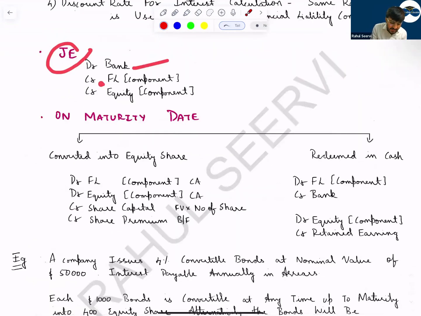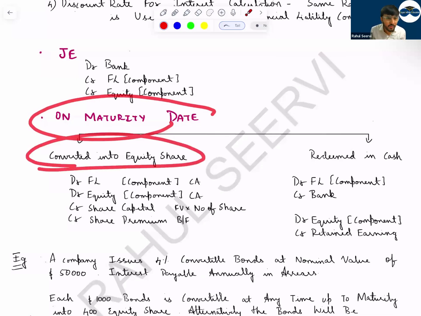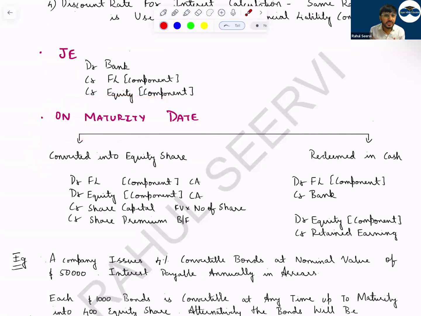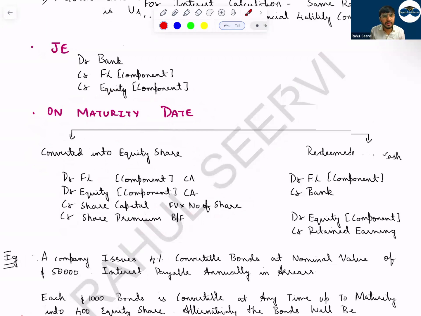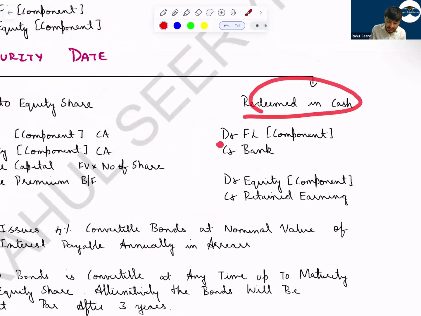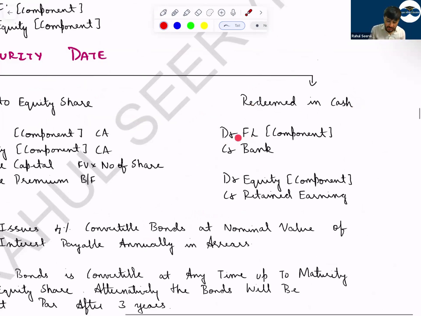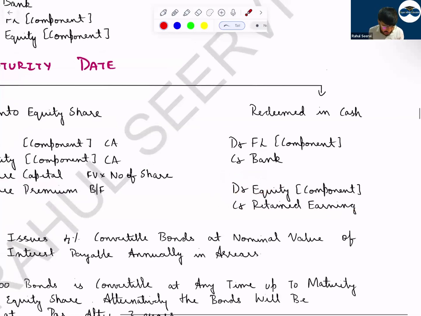Then the journal entry: debit bank, credit financial liability, credit equity. Then after 3 years or 5 years, on maturity, what will happen? Either the shareholders will say that we want equity shares, so we will remove the financial liability, remove equity, and record share capital, that is face value into the number of shares, and credit share premium, the remaining balance. If they say they need cash, then debit financial liability, credit bank, because they are paying the amount. If it is 5 lakh rupees they are paying, then they will remove the equity and transfer it to retained earnings.